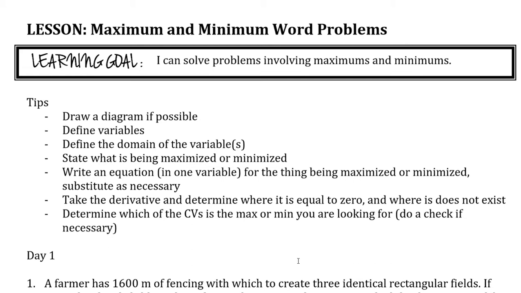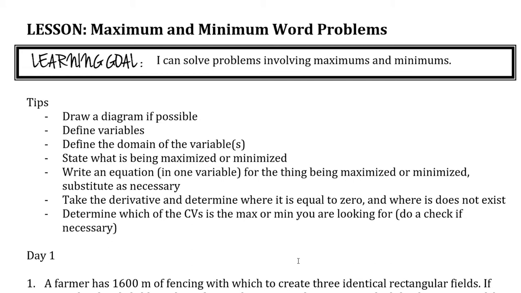State what is being maximized or minimized. Again, this isn't a requirement per se, but it is a really good tip because it forces you to do the next step, which is write an equation, and we're going to eventually get it into one variable for that thing that you're maximizing or minimizing. Some questions are going to talk about multiple things. They might talk about volume and surface area, but only one of them is being maximized or minimized. So you need to make sure that you're writing the right formula that you're going to end up using to solve the question, okay?